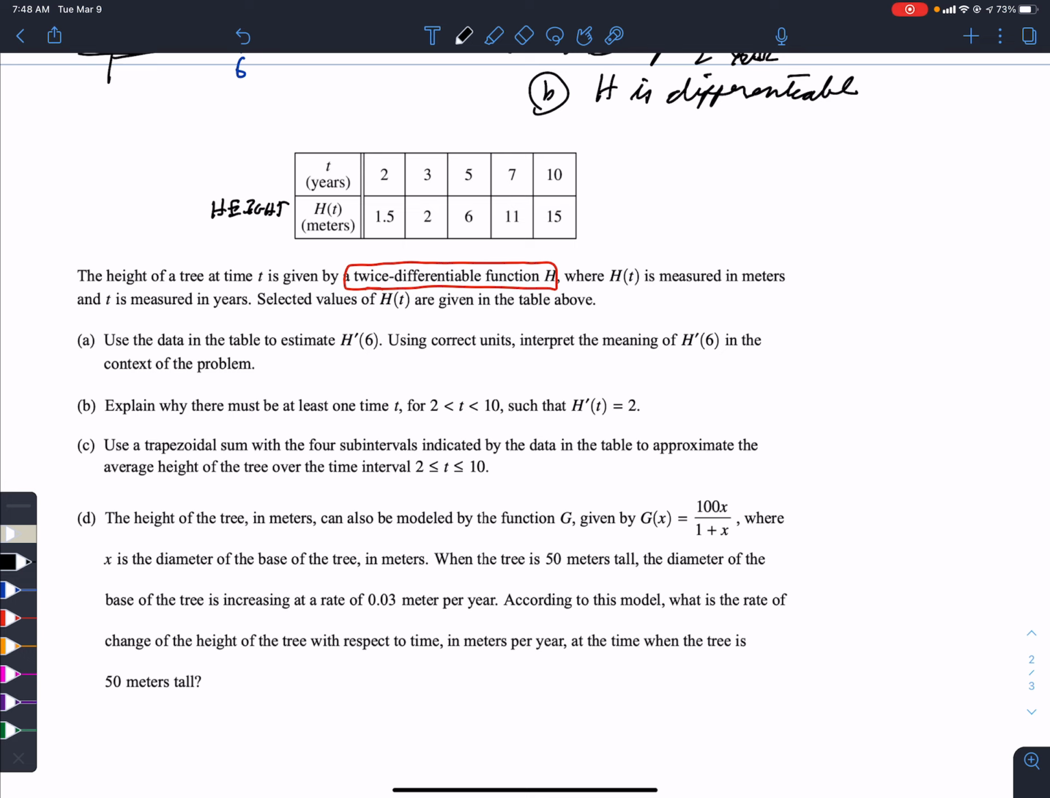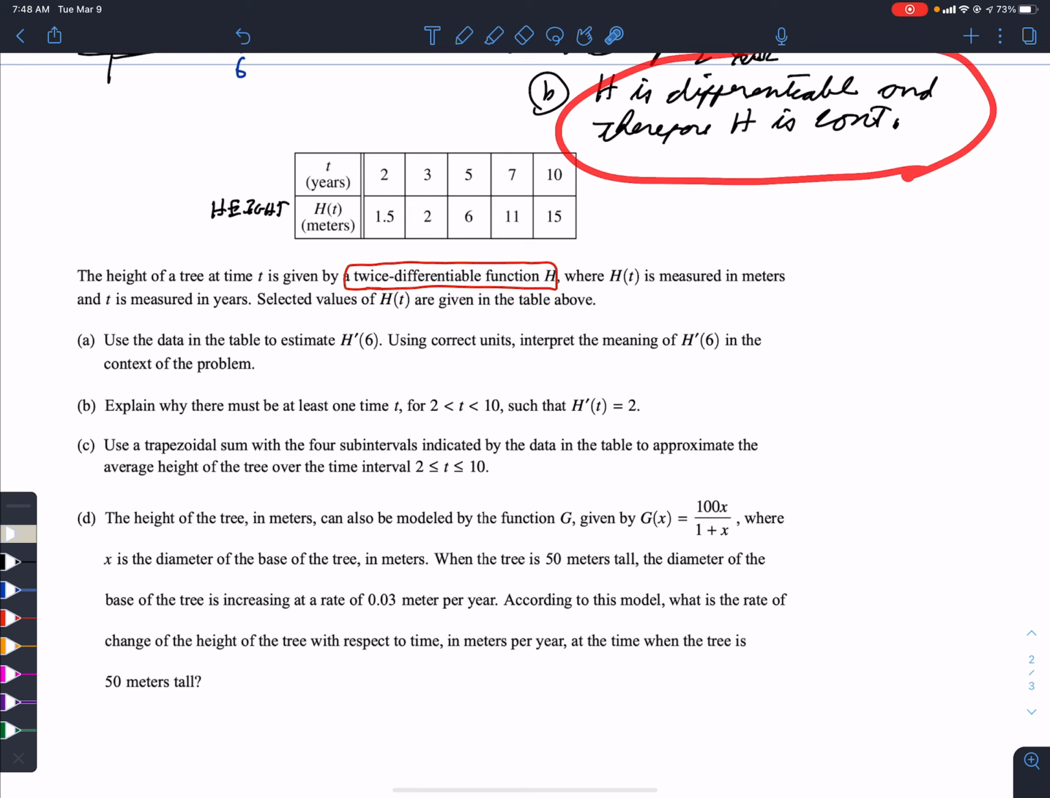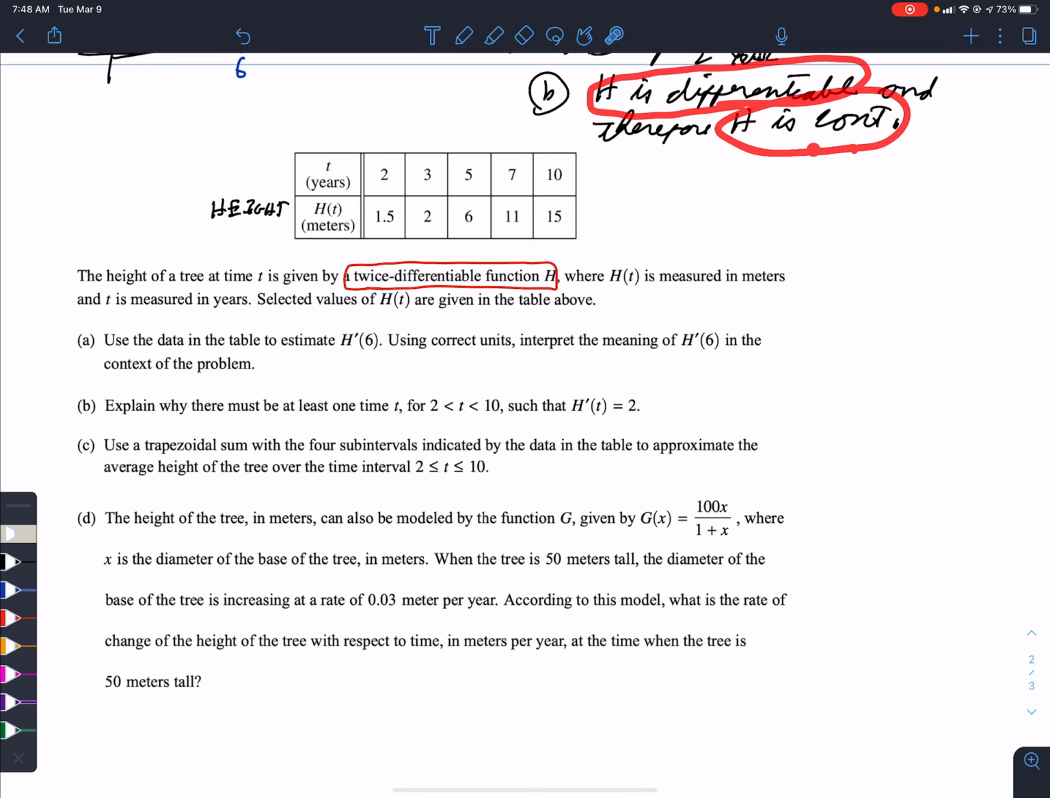Okay? And therefore, H is continuous. So you need this statement. Because H is differentiable, therefore H is continuous. So that's going to be 1 point, something that I require you to write down. And it's a conclusion because H is differentiable, therefore H is continuous. You can't switch that around. They give you differentiability. Use your theorem to get continuity.